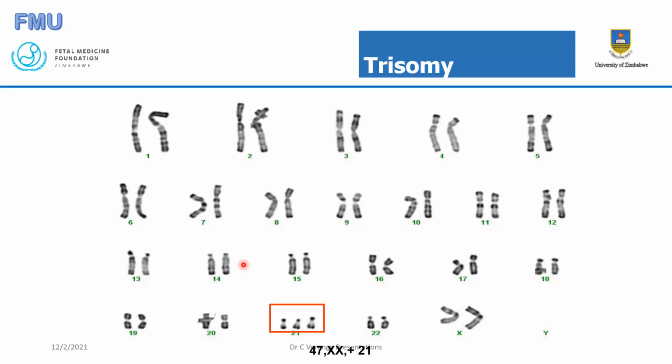But if the woman comes to us and she screened high risk from the combined test or from the cell-free fetal DNA test, and we check and the baby is absolutely normal, and the nuchal translucency was within normal range, or less than the 99th centile, in that case, we just order a conventional karyotype.